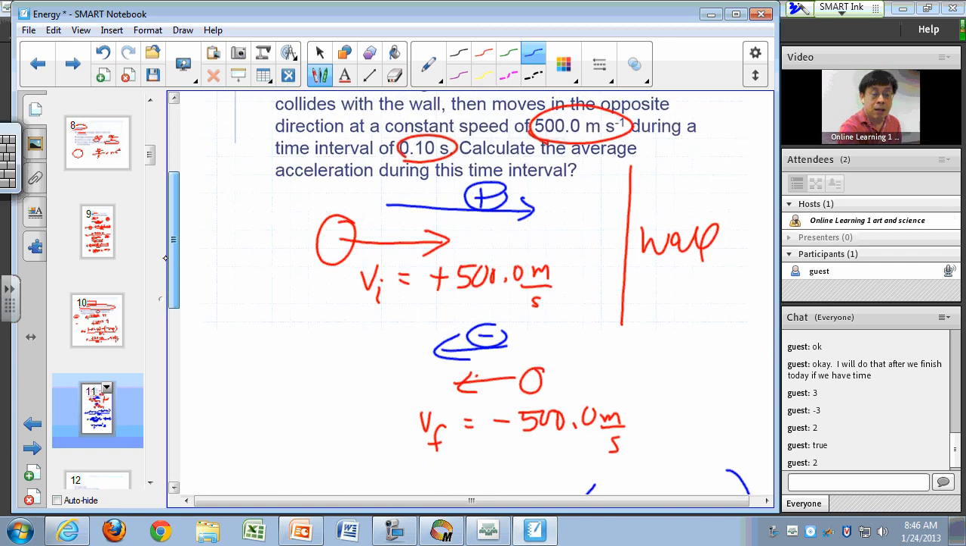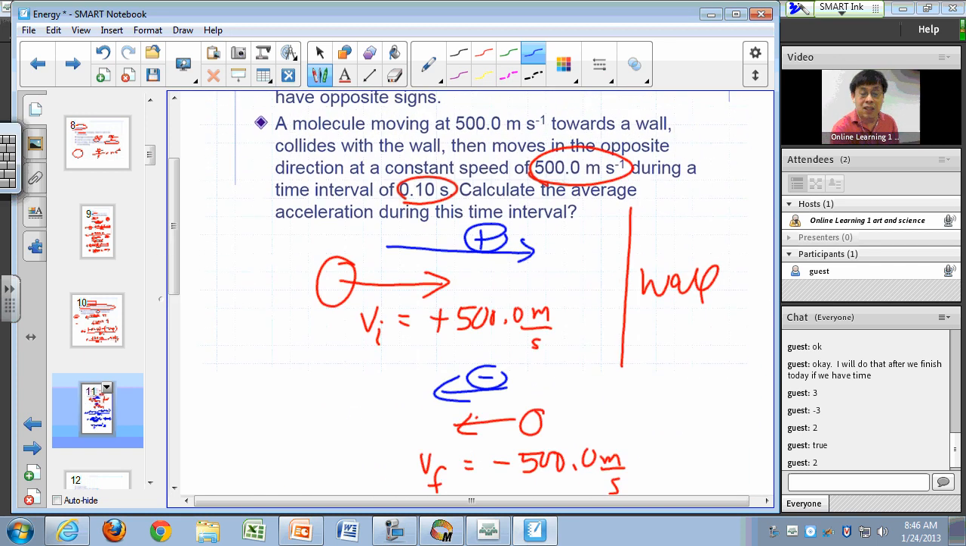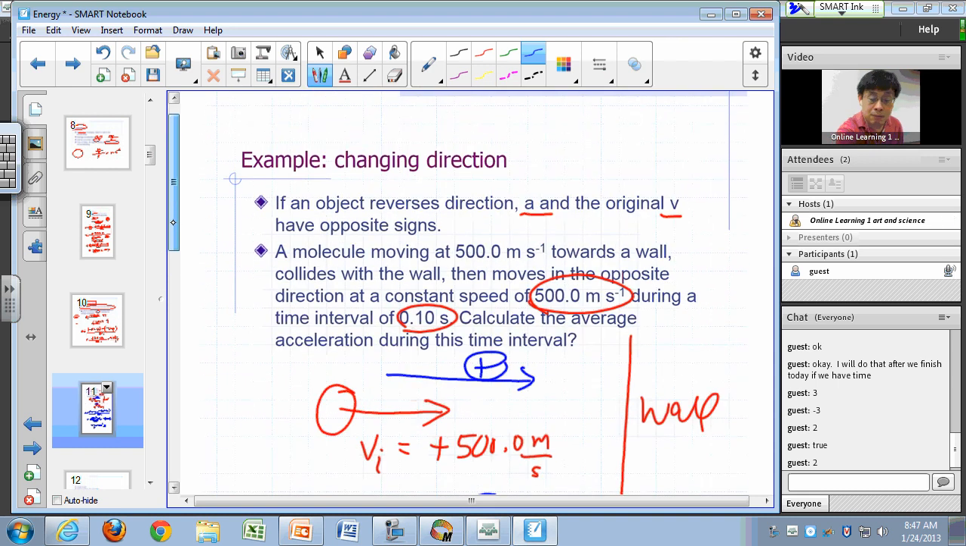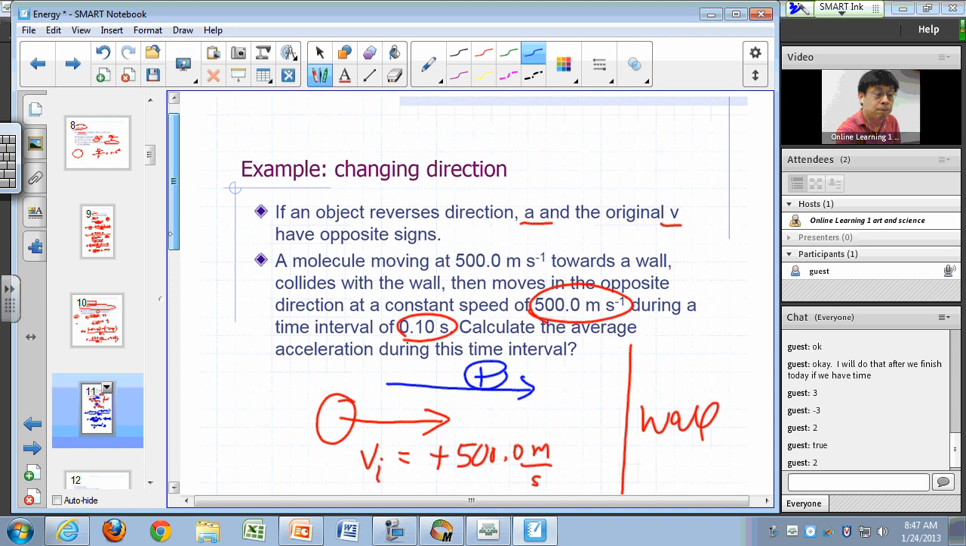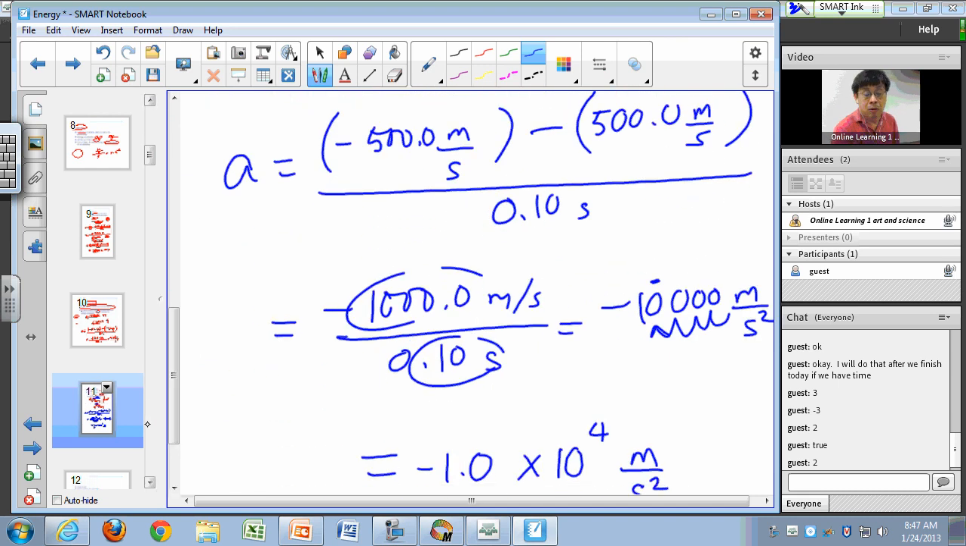Your initial velocity is positive. It switched direction. That means your acceleration is opposite in algebraic sign compared to your initial velocity. Your final velocity is negative in this case, since your initial velocity is positive. So that's how you would calculate acceleration.